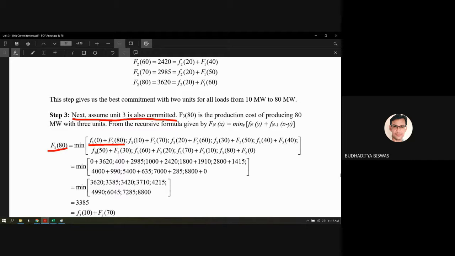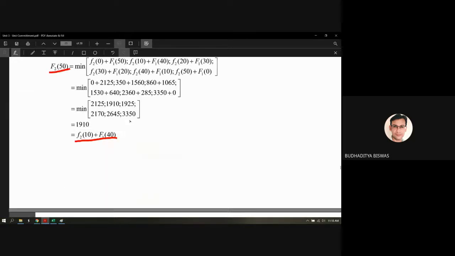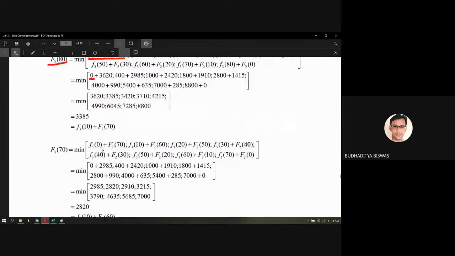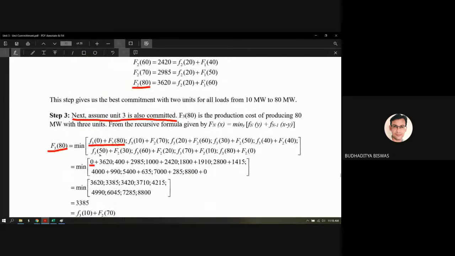And now see how the values are actually calculated. F30 is obviously 0 because no cost is required when the unit is not generating any power. We need to find out capital F280. How to find out capital F280? Here you see, this one is not coming from the table because this table is the individual generation cost. So capital F280 is coming from step 2, and it is 3620. So we just write 3620 here.